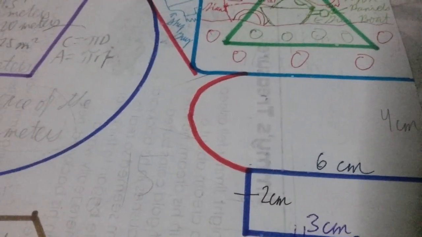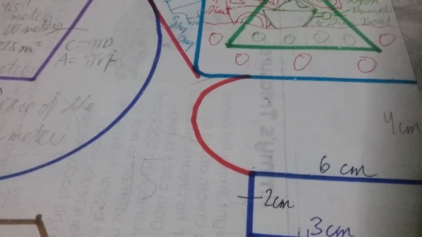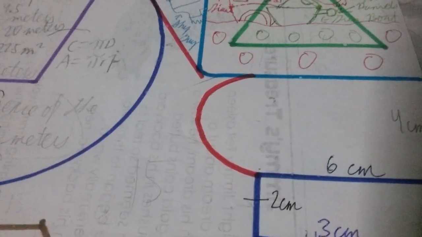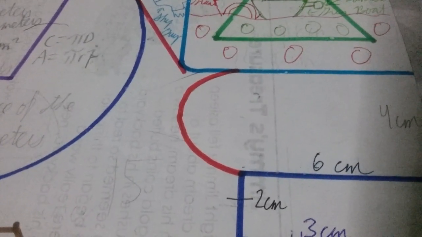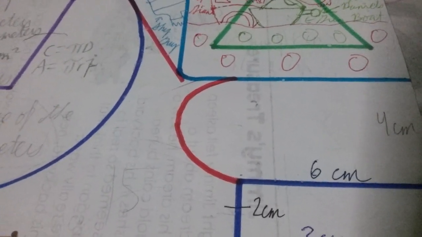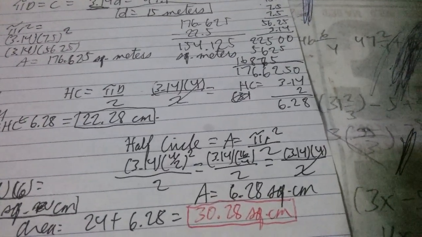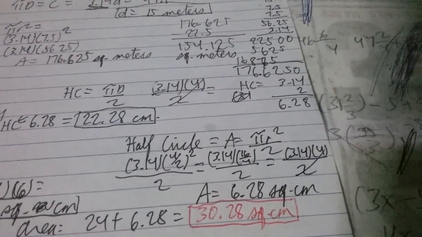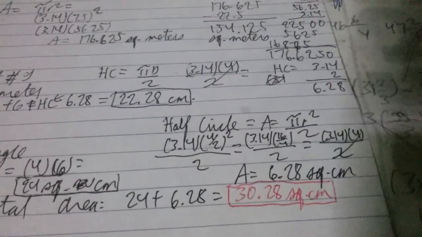What's the formula for the area of a semicircle? That's right, pi times radius squared gives you the area of a whole circle. But since it's a semicircle, we divide by 2. Right? So we need to divide that by 2. So this is my formula: for a half circle, area is pi times r squared divided by 2.